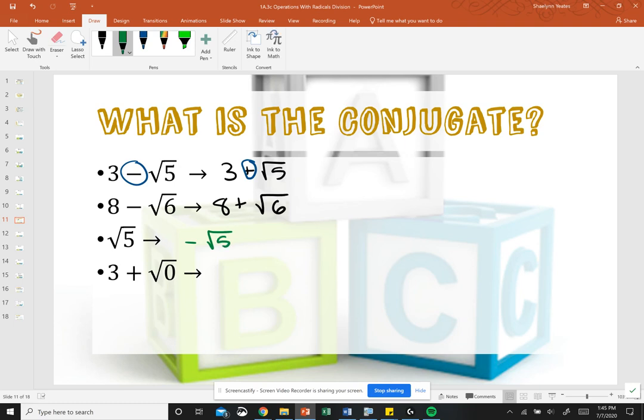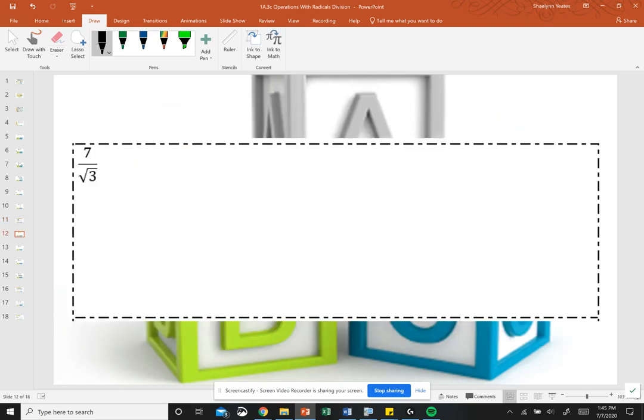There's an importance for the changing of signs. I'm not going to go over it right now, but there is an importance. Okay, and then we've got 3 plus the square root of 0. This would just be 3 minus the square root of 0. If you notice, the square root of 0 would just be 0, so this would technically be 3. But anyway, that's the thing. So this is the first one, and I'm going to show you why it doesn't matter if we change the sign on the square root when we divide. It just turns out to be the same thing.